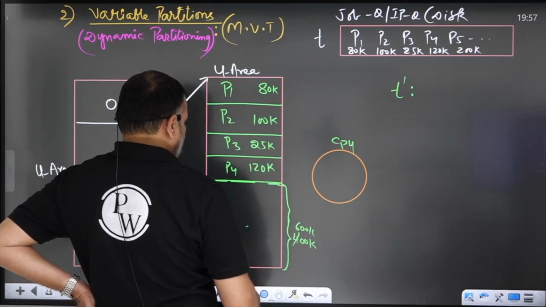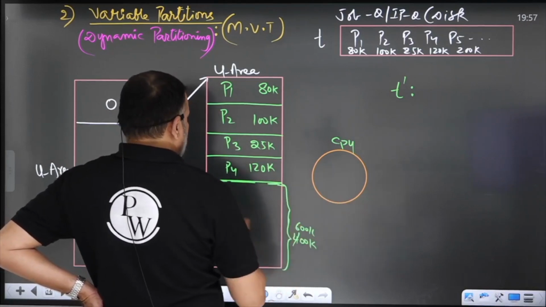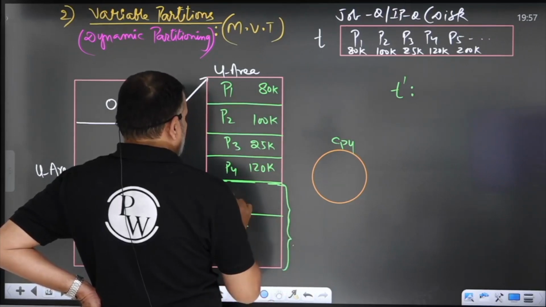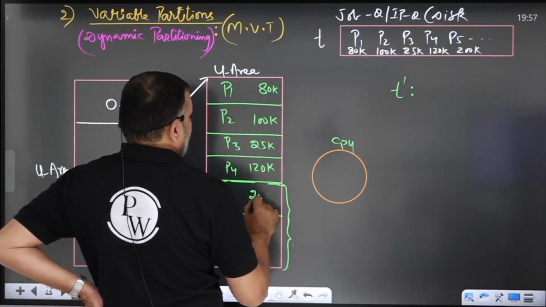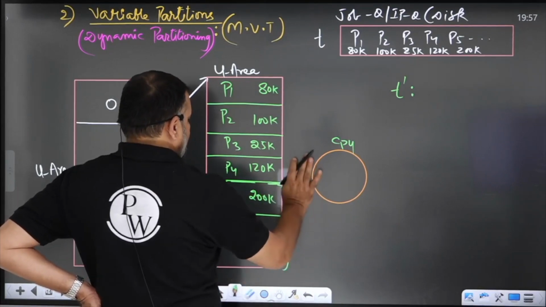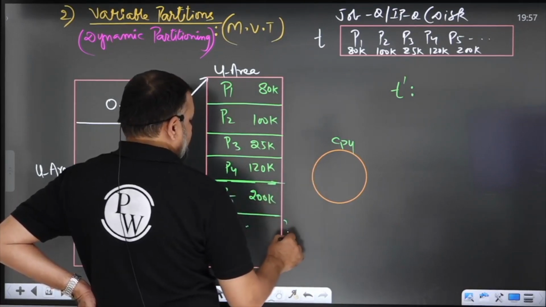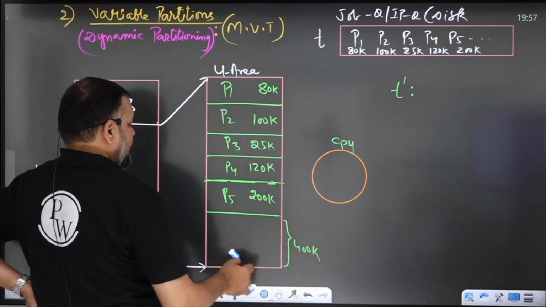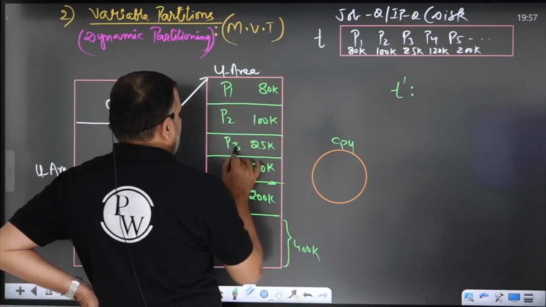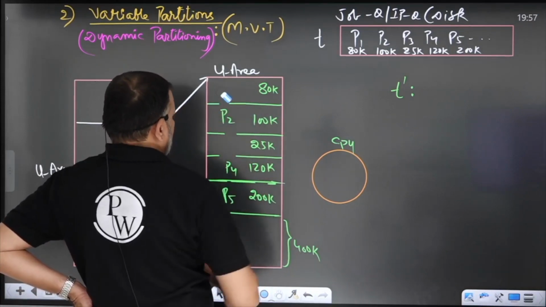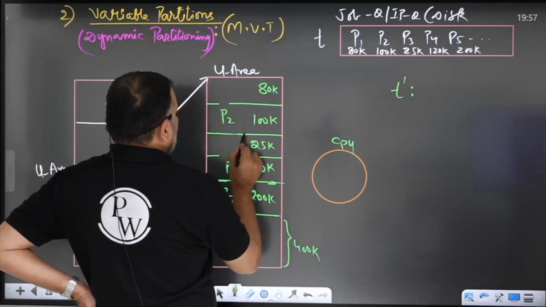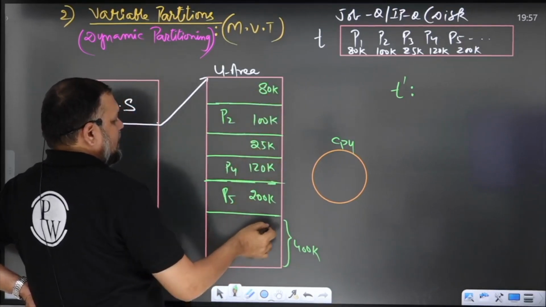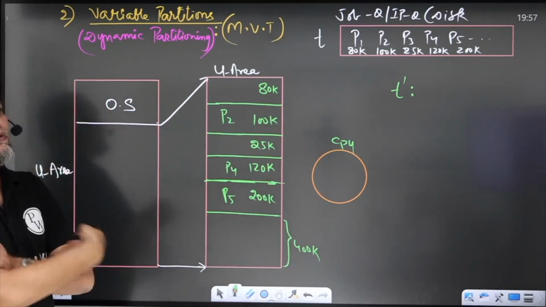So I am taking the earlier case only. This is P5, 200K, and this is 400K free hole. Okay. Now imagine after some time I completed P3, then I completed P1. This is a scenario now. So I have got one free hole here of size 80 KB, another free hole of size 25 KB, and here I have 400K, 3 free holes.